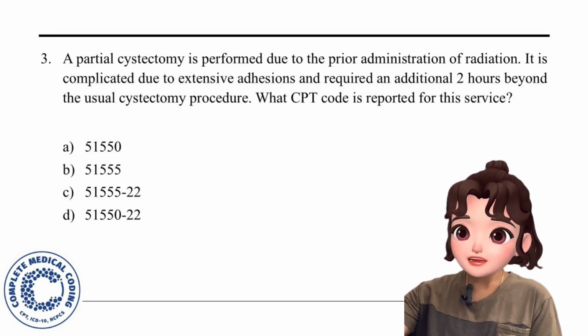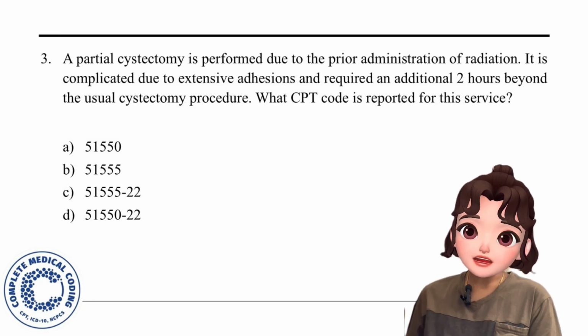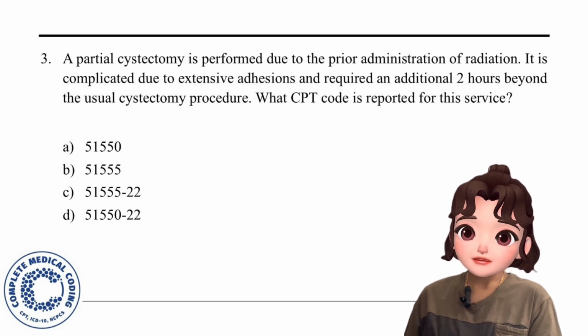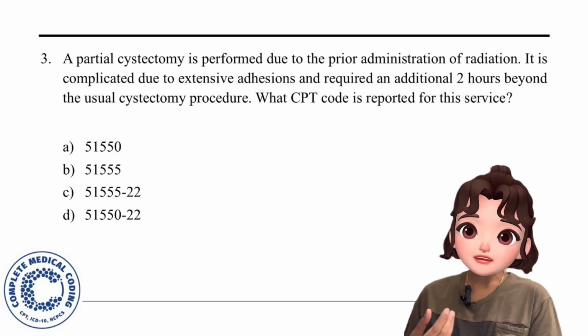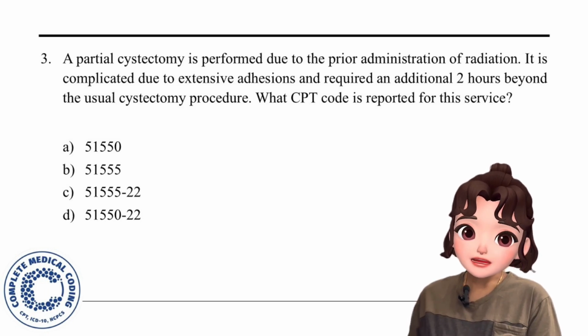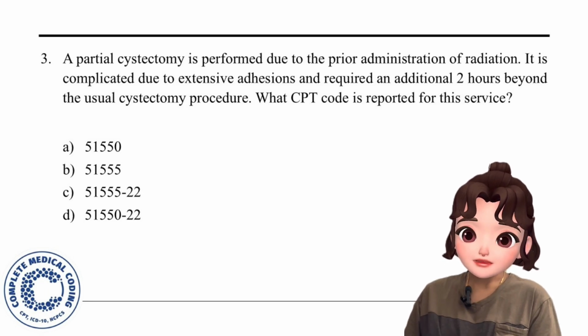Now what is in option C? Again the same 51555 with modifier 22, and option D has the same code as in option A with modifier 22. What is modifier 22? Modifier 22 is additional work that is not typically part of the procedure, but it does not qualify for its own procedure code. It means it's additional work that is carried out, but it does not belong to the procedure that is currently going on. In that case, you have to append modifier 22.